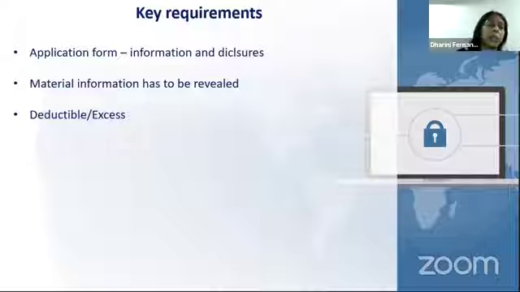And another really important thing is that material or relevant information to that business has to be revealed. If you don't reveal it, and at the time of a claim you come across a certain aspect of your operation which has not been disclosed, the chances are that your claim will not be entertained. So it is really, really important to divulge information.